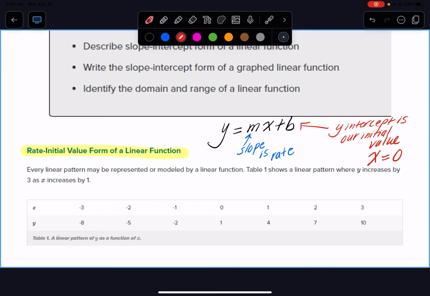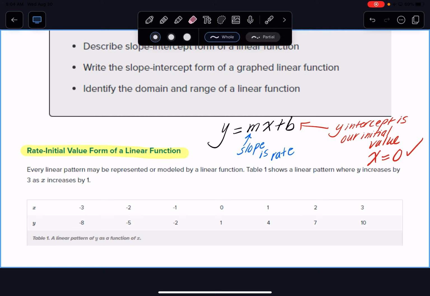Here's why. The y-intercept is where we initially start. It's when x equals 0. That's why they call it the initial value. It's when x equals 0, so that will be where it crosses the y-axis. And then with rate initial value form, see, rate, initial value, it makes sense why they call it rate initial value form.